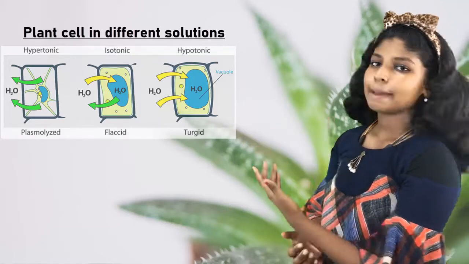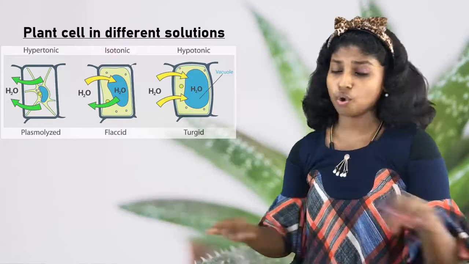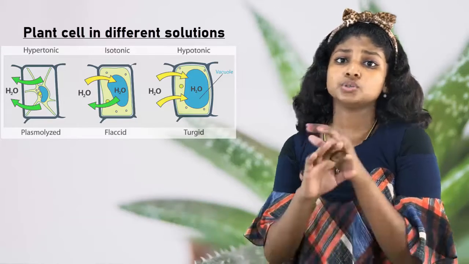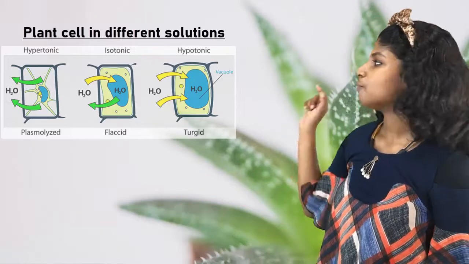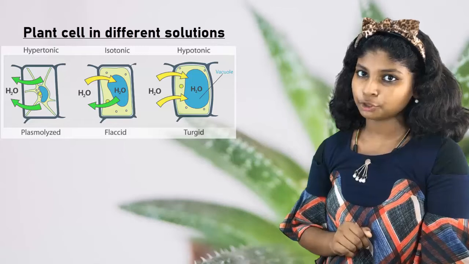And what happens in tub B? It is isotonic. There will be no changes, no concentration gradient, no movement. So it is known as isotonic. And what happens in C? In C, it is hypotonic.